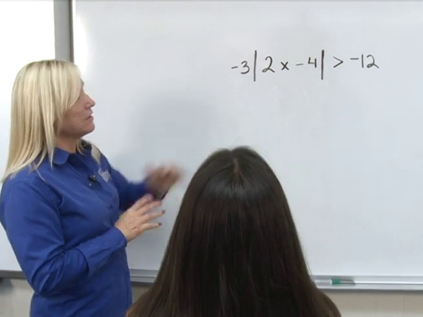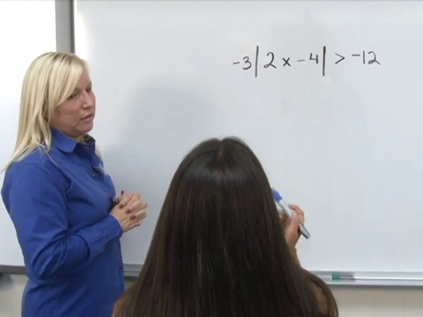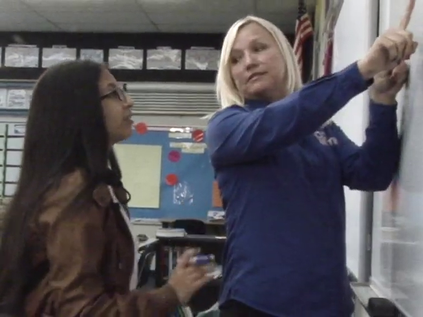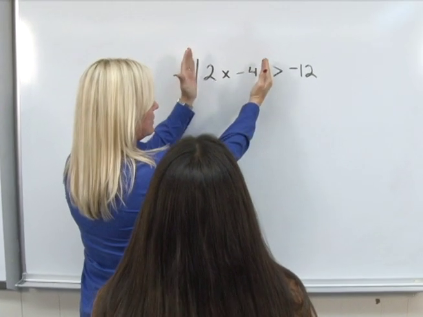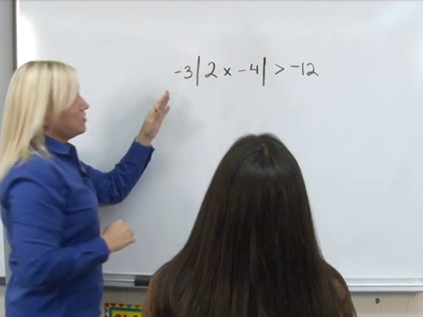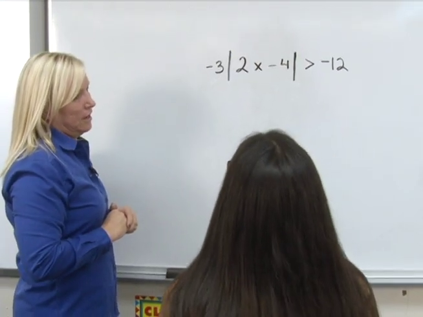Okay, so how can we get rid of this -3? You distribute the 3 to the 2x and the -4. Okay, but remember first, these aren't parentheses, okay? So we're looking at these as a separate expression. There's another way we can get rid of the -3.